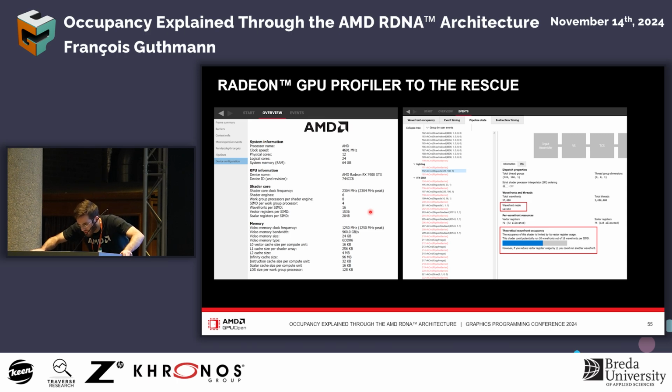So here, for instance, it says, I don't know if you can read it, but it says the shader could potentially run 10 wavefronts out of 16. However, if you reduce the register usage by 12, you could run another wavefront. Boom, no need to run the computation yourself.